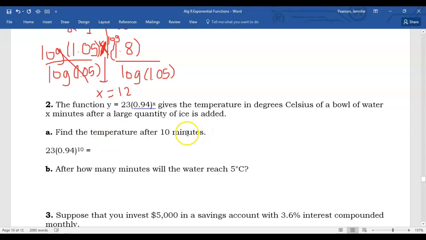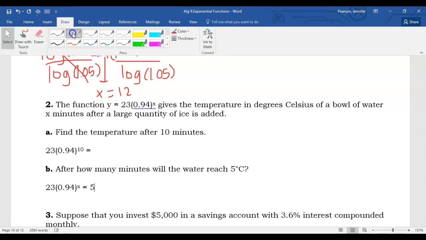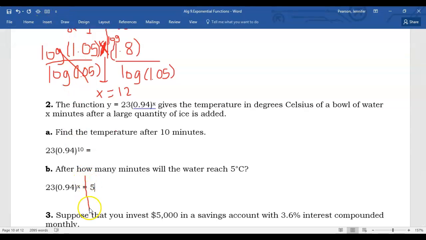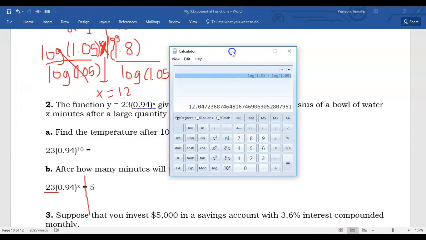So that's when we have the x number. That's what we've been doing previously in the packet. But this is 5 degrees. So that's actually, we would have the same equation, 23 times 0.94 to the power of our variable equals 5. So this is one where I would prefer to write it because I'd be dropping the line and I'd be dividing to get rid of the 23, and then I'd be doing a log division to get rid of the 0.94.